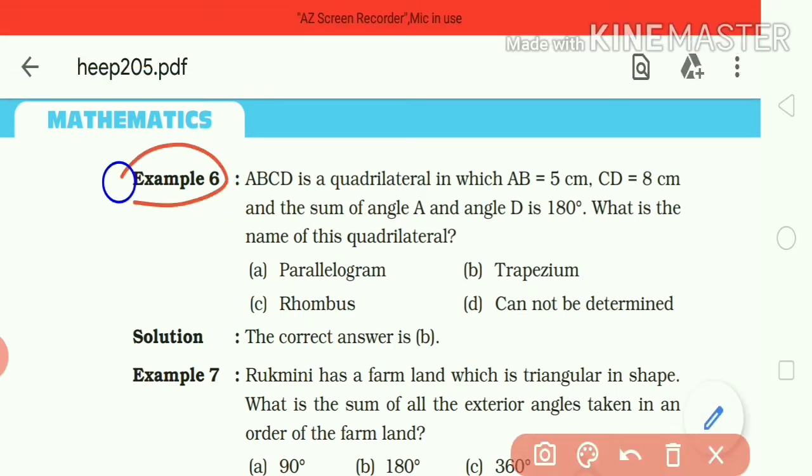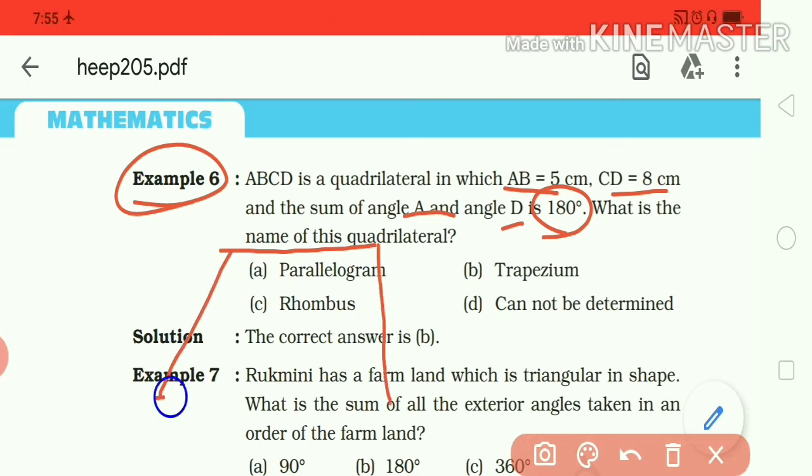I am taking here example number 6. Some student asked about this, and here we have given AB and CD, two measurements of the line segments, and the sum of the angle A and D is 180 degree. Okay, we have not given any condition of parallel sides, but let us draw roughly this one.